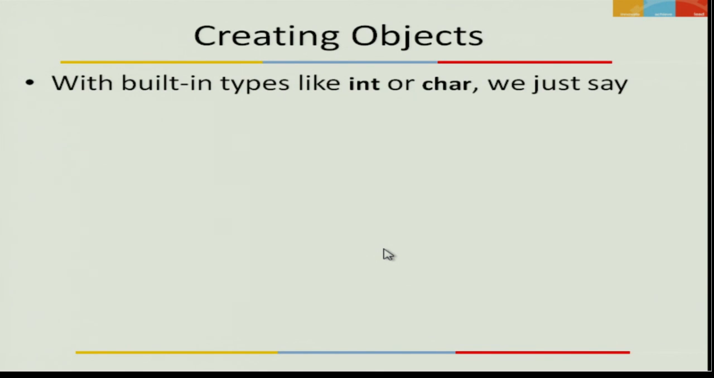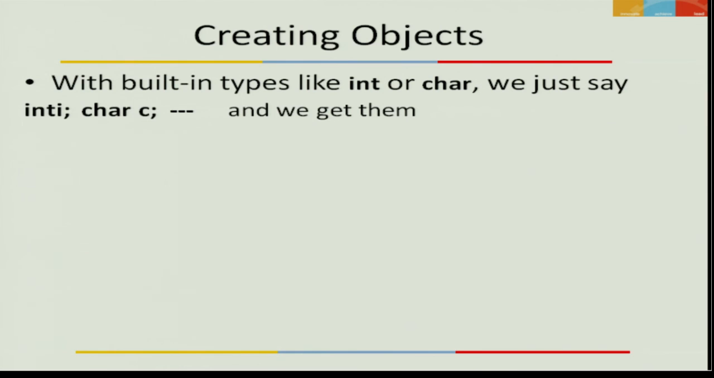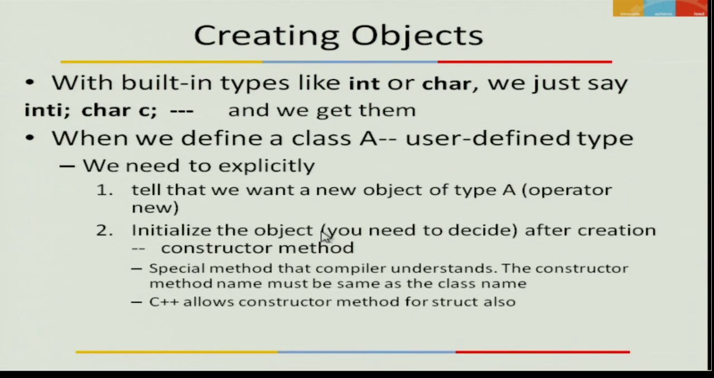With built-in types like integer or character, we can just say integer I or character C, and we basically get those variables directly. We get the variable C, we get the variable I. When we define a class A, which is a user-defined type, we need to explicitly tell that we want a new object of type A. We use an operator called new in that case.